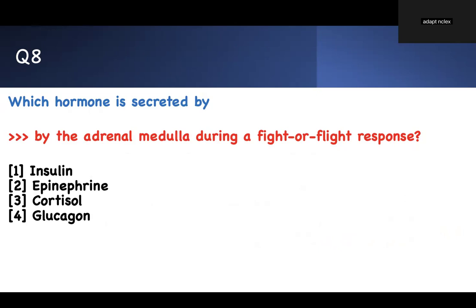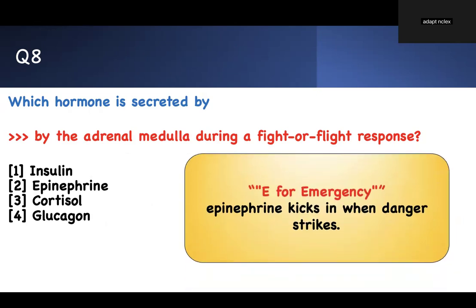Adrenal gland secretes what we call monoamines, right? The medulla doesn't secrete cortisol. It's the cortex. The glucagon is coming from the liver. Therefore, what is left is epinephrine. And you know insulin is secreted by the pancreas. But I'll give you a better idea. Fight and flight is the key I'm going to follow now. And therefore, E is for emergency. So epinephrine kicks in when energy or danger strikes. Easy way to memorize it.